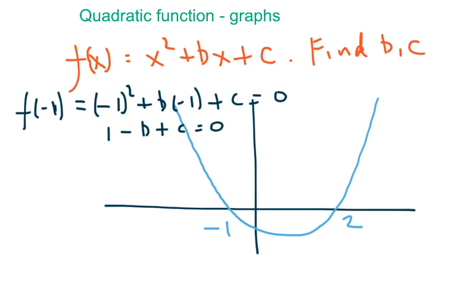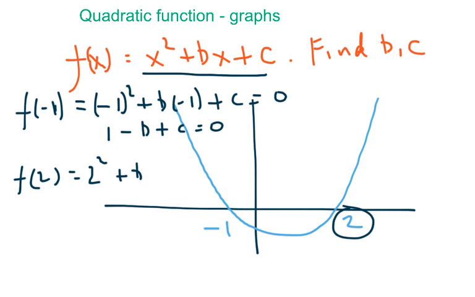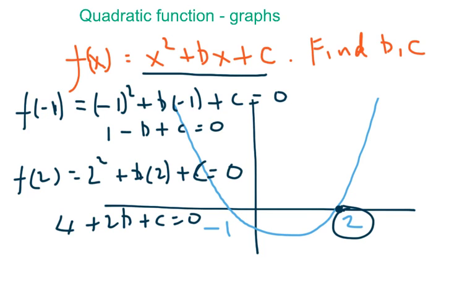Let's do f of 2. So f of 2 is equal to 2 squared plus b by 2 plus c, and that's also equal to 0. It's equal to 0 because the function, when across the x-axis, the value of the output function is 0. So that's going to give me that 4 plus 2b plus c is equal to 0. Now these are our two equations here. This one and this one.